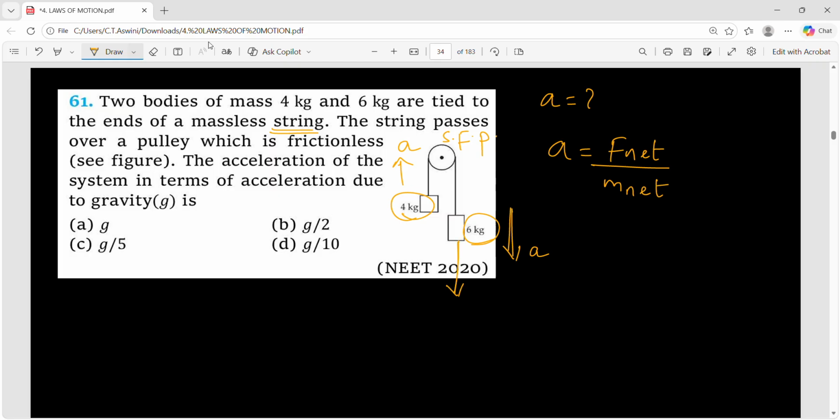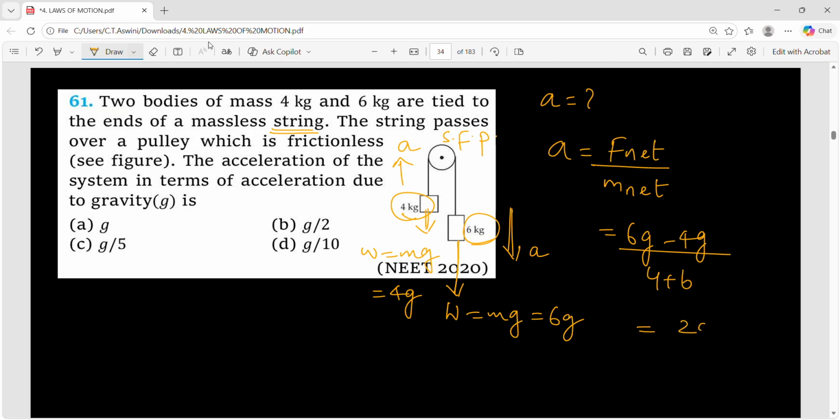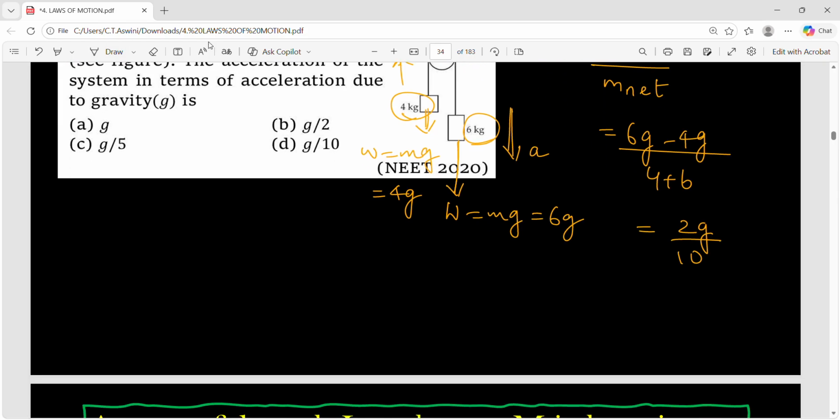What is F net here? Their weights you have to consider. What is the weight of 6 kg? Its weight is equal to m into g. So 6 into g. And what is the weight for the 4 kg body? Again same. W is equal to m into g. So this is 4 into g. So what is F net now? 6g minus 4g. Divided by what is M net? 4 plus 6. So I'll get 2g upon 10.